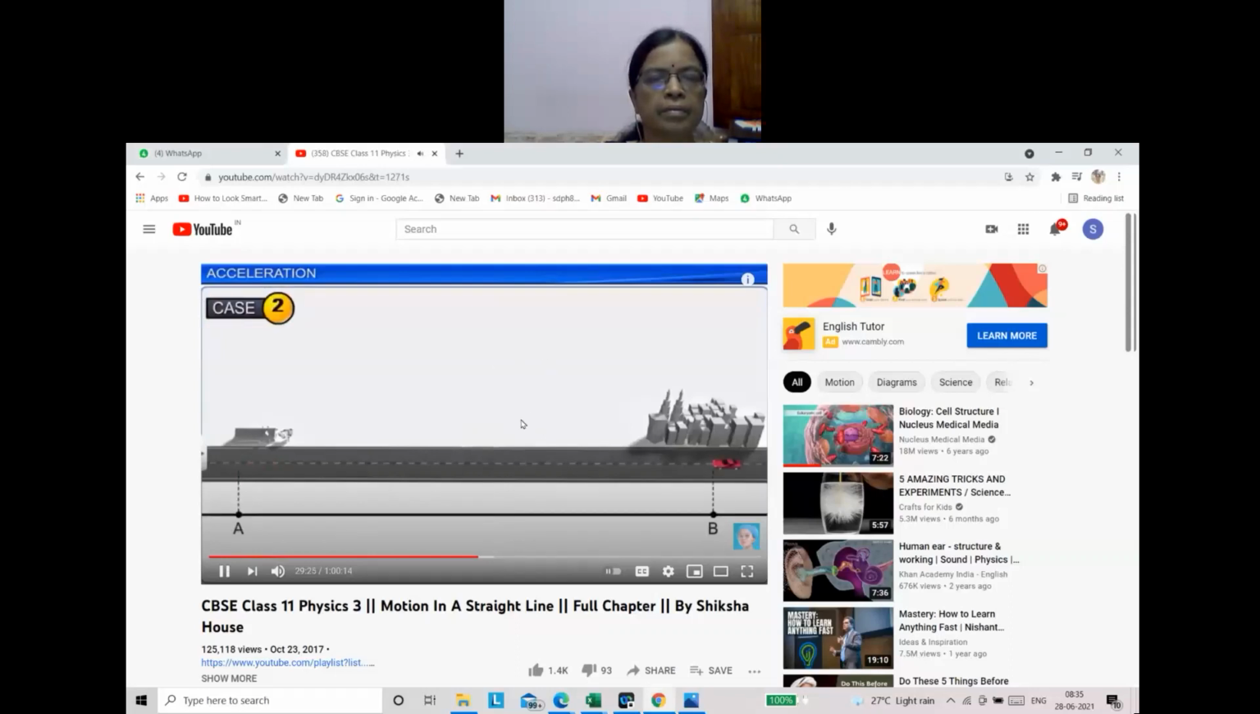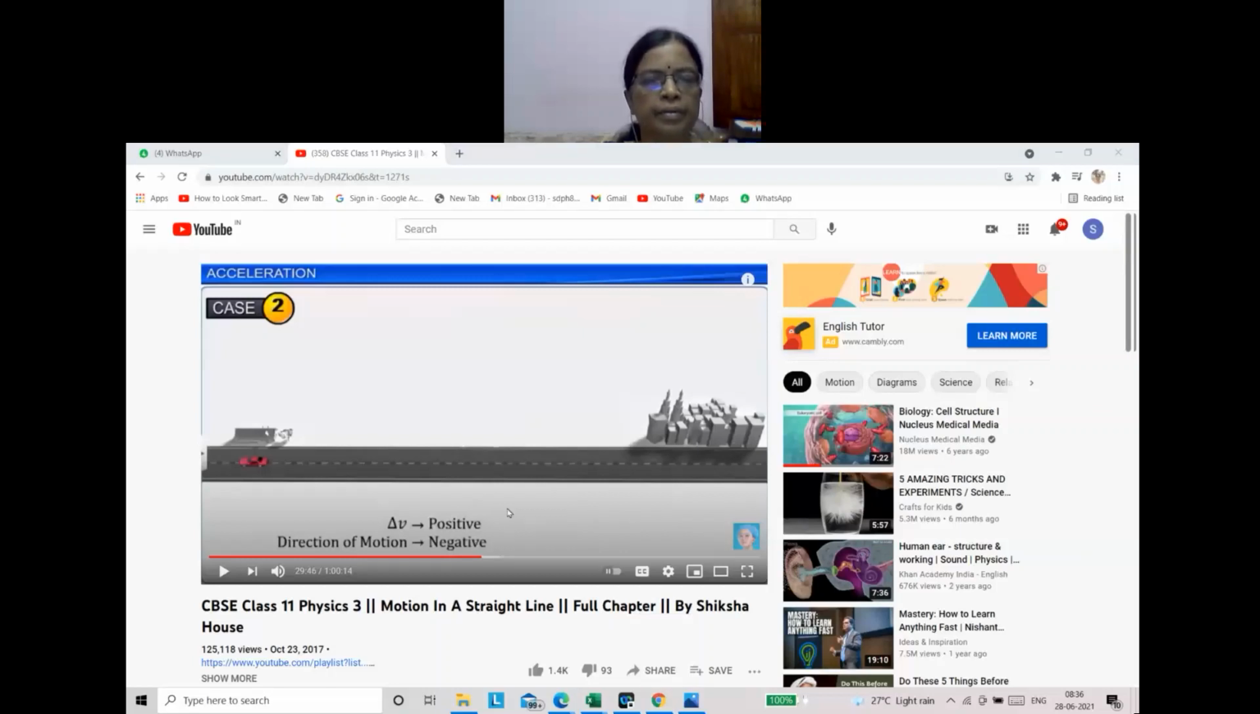Case 2. In this case, the car is moving in a negative direction, that is, from B to A, with an increase in the magnitude of velocity. Here, delta V is positive and direction of motion is negative. So what will be the acceleration? What will be the acceleration in this case, children? Velocity increased, 0 to, for example, 60. Direction of motion is negative. So what will be the acceleration, children? Negative. It will be negative.